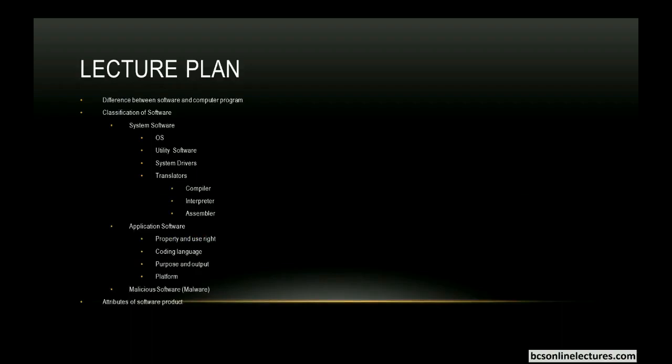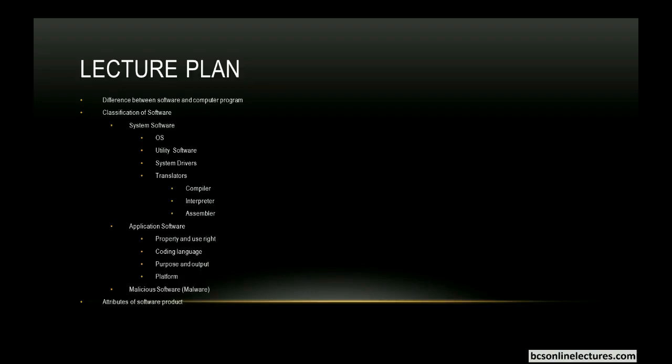Now let's take a look at today's lecture plan. First we will discuss the difference between software and computer programs. Then we will discuss the classification of software. In this we will divide software into three main categories: system software, application software and malicious software. System software we further divide into operating system, utility software, system drivers and translators. In translators we will learn about compilers, interpreters and assemblers.